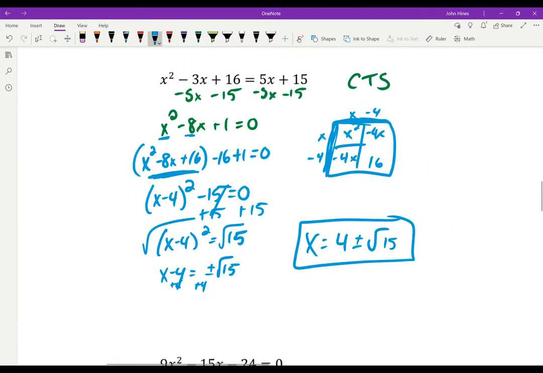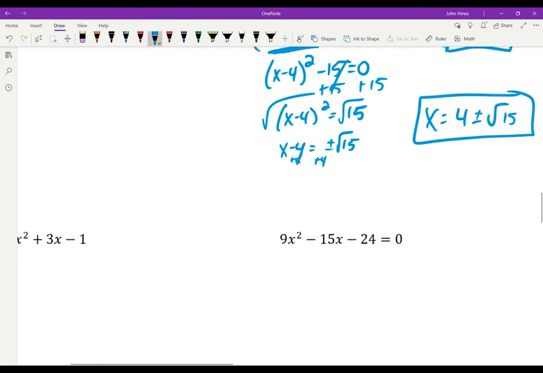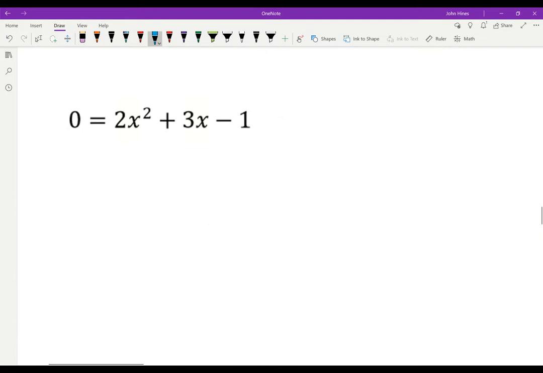So this was a perfect example of completing the square. You could have done the quad formula, but completing the square worked better. I could try factoring, but you know what? Let's just jump right to the quadratic formula. Completing the square is not even a choice for this one, unless you're insane.